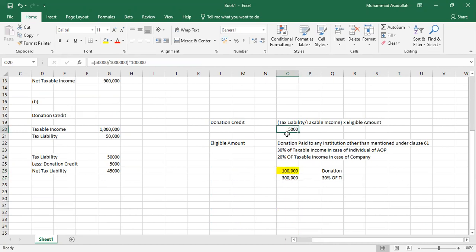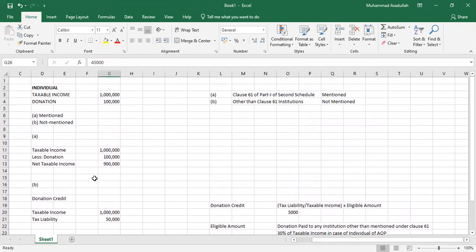So we put the value in the formula, rupees 1 lakh. Then we have calculated the tax credit value, that is, donation credit is 5,000. We supposed that we are paying 50,000 tax upon rupees 1 million. So from the 50,000 tax liability, we deduct the 5,000 donation credit. So the net tax liability is rupees 45,000. So that's it. This is all about the treatment of donation under the income tax ordinance.